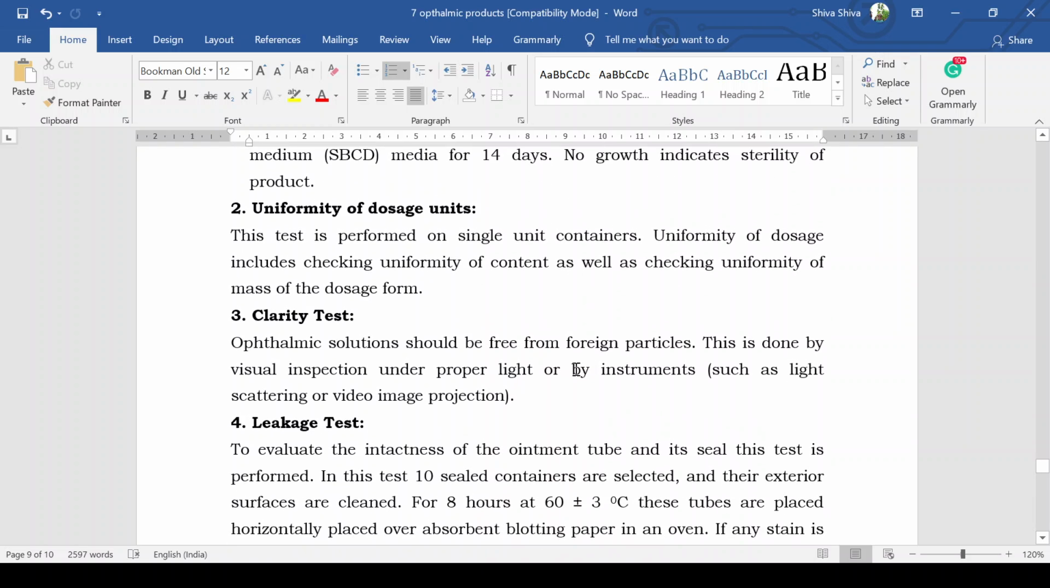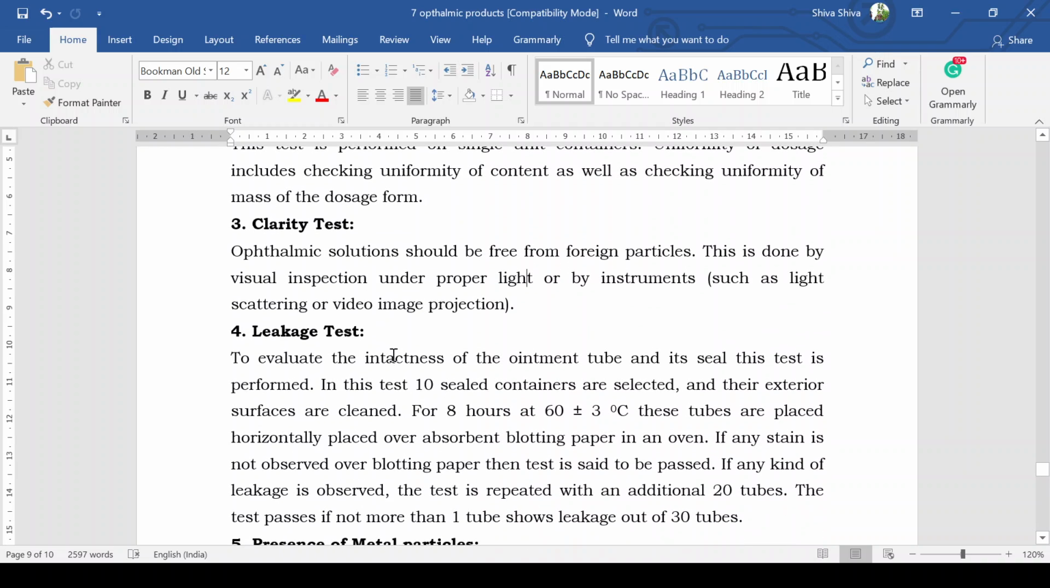The next evaluation test is uniformity of dosage form. This test is performed on single unit containers. Uniformity of dosage includes checking uniformity of the content as well as checking uniformity of mass of the dosage form. So each dose should contain a uniform amount of API.